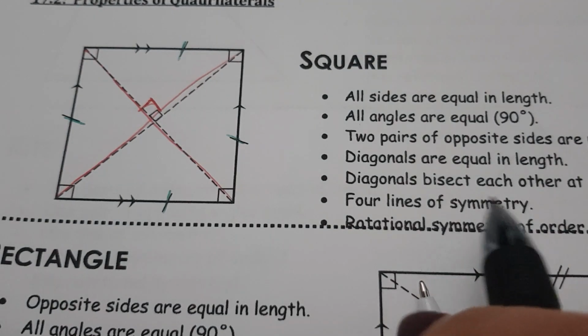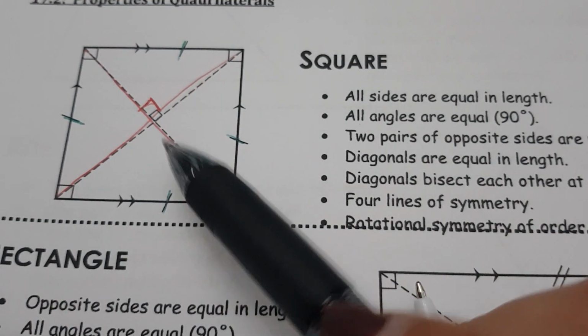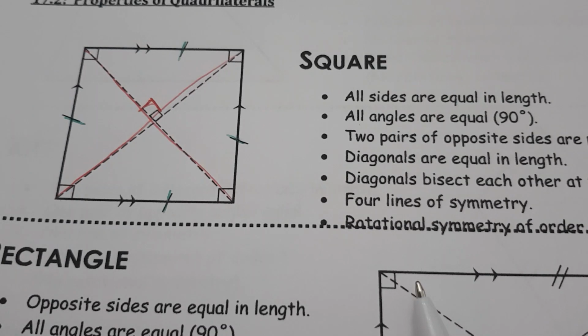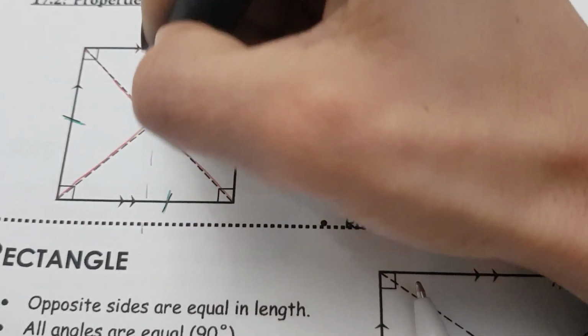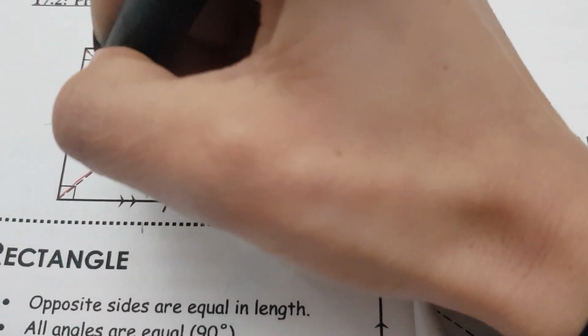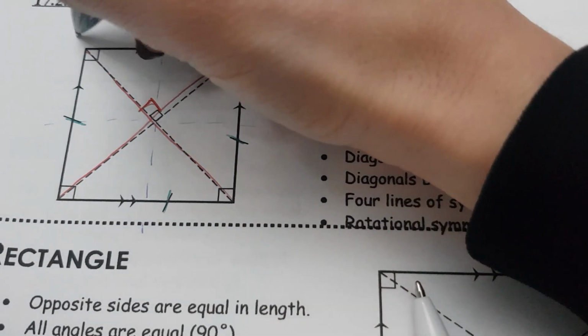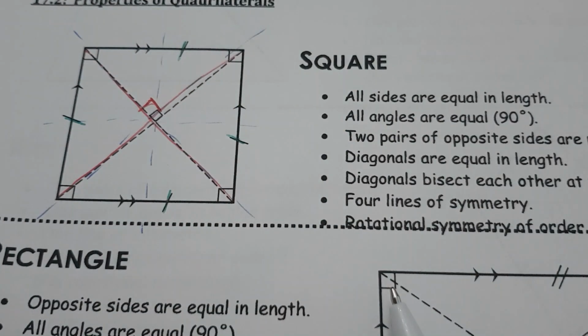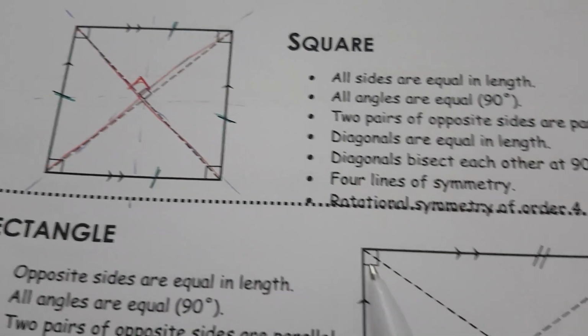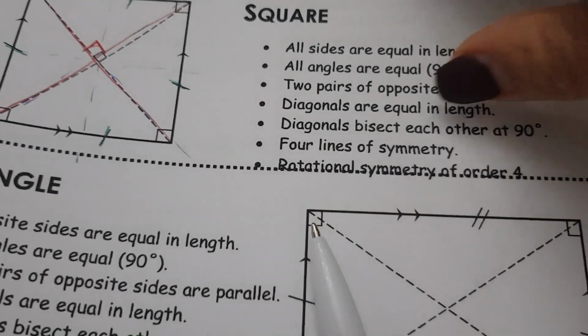4 lines of symmetry. It has 4 lines of symmetry, okay? The lines of symmetry are over here. You've got one over here, 1, okay? 2, and where the diagonals pass, 3 and 4. Okay, 4 lines of symmetry, and rotational symmetry of order 4 as well.